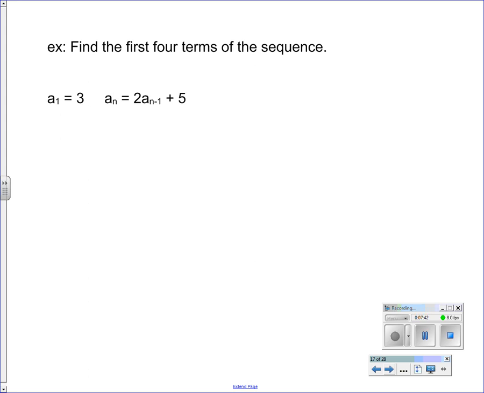Next we're going to find the first 4 terms of the sequence, again another recursion equation. Again, we start with that first term, which is 3. My rules tell me to take the previous term, multiply it by 2, and then add 5. So to find A2, I multiply that 3 by 2, then add 5, which is 6 and 5, 11. Same idea for the next one. Now I'm multiplying that 11, the previous term, by 2, and adding 5. That's 22 and 5, 27.